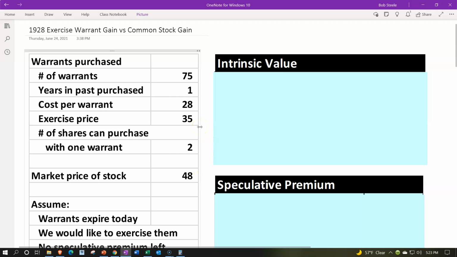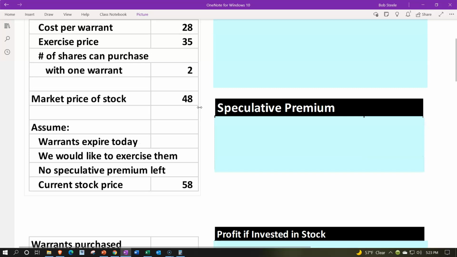So if we had the warrant, we could then, of course, exercise it and get that lesser price. But if we buy the warrant at this point, we have to pay the $28 for it. Then we're going to assume that the warrants expire today, a year later. We would like to exercise the warrant. No speculative premium left, meaning there's no speculative premium on the warrant. So that means that basically the intrinsic value of the warrant is going to be the warrant value. And then the current stock price is going to be $58, meaning it went up a year later from the $48 it was previously at.